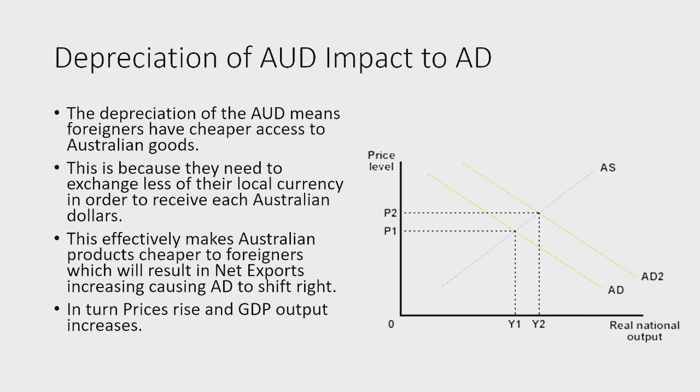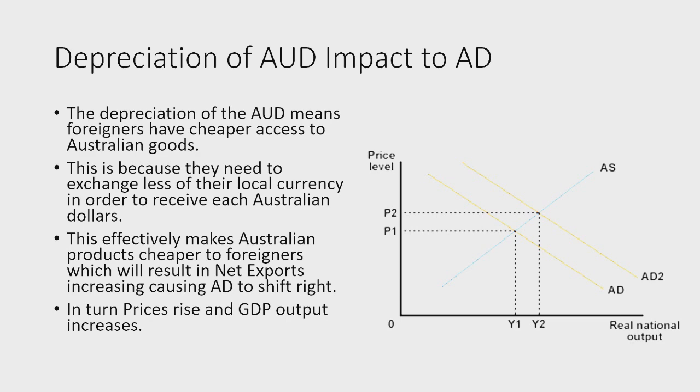If Australian products are cheaper to foreigners, it'll most likely increase net exports, or increase exports relative to our imports. This increase in net exports on the AD formula causes the AD curve to shift to the right, as shown here. And what do you notice when the AD curve shifts to the right? Prices go up and GDP increases. So that's the impact the depreciation of the AUD has on the aggregate demand.